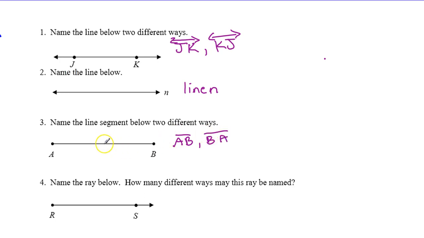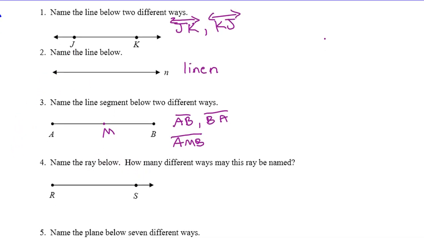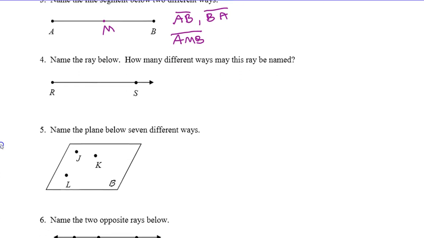Now, if you had another point, like maybe some point in the middle like M, you could also call that line AMB, line segment, excuse me. And that would not be wrong. That's another way. You can use more points, but you only need 2.